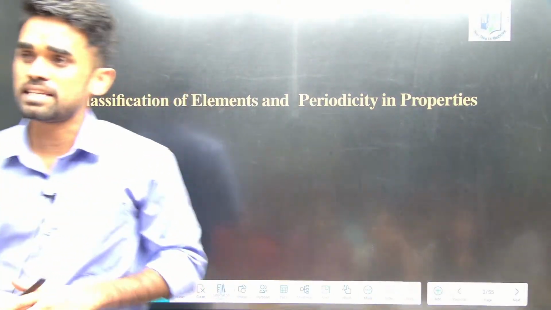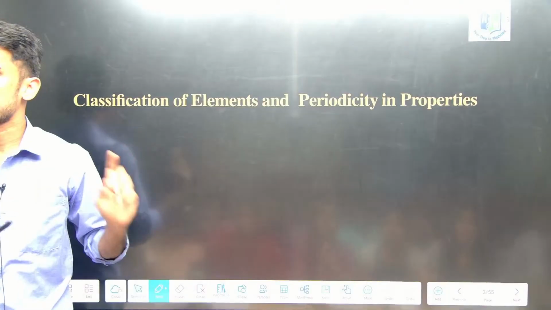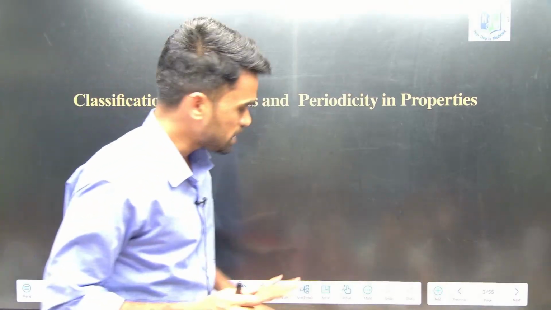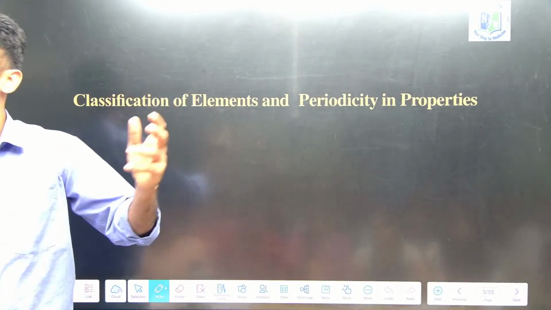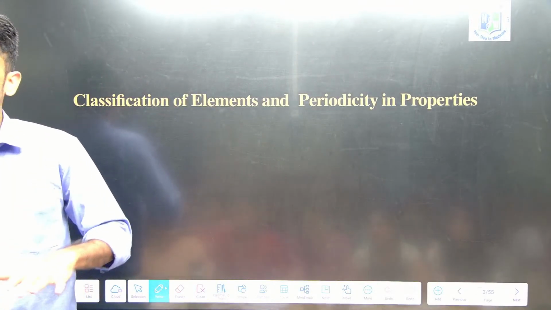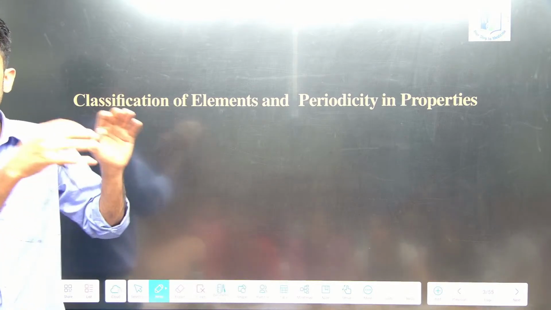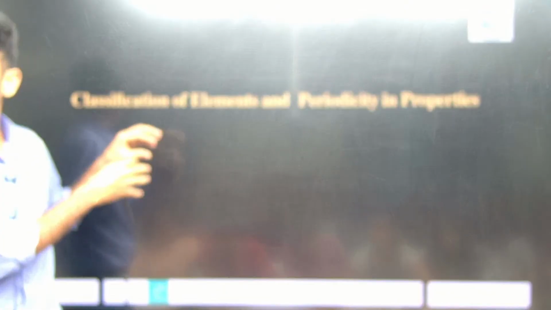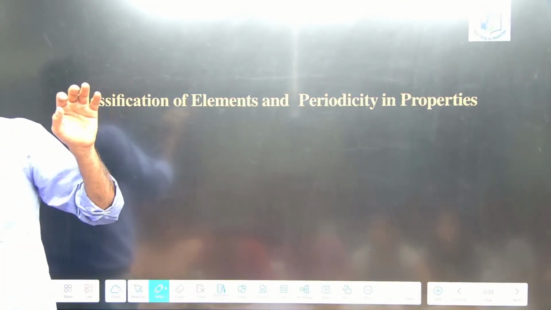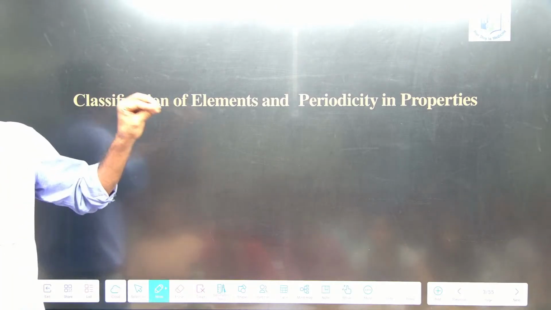We'll start the lesson here. Classification of elements and periodicity in properties. From this chapter, whether you know the previous chapter or not is not a matter here. It is a completely independent chapter. So those who join late, please try to follow it from the very beginning. Don't think we have missed the last class, so we cannot understand this. No, you can easily follow this, and it's a very simple and easy topic.